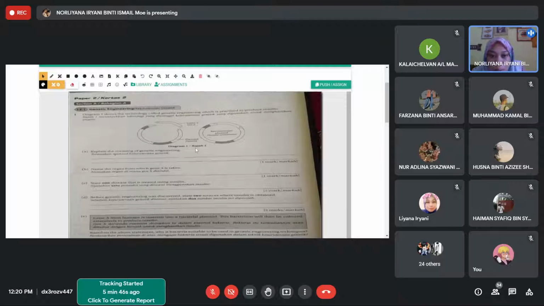Now for question 1A. So diagram 1, 2, we have the plasmid and then ada gene X. So that is the recombinant plasmid. Okay, A, explain the meaning of genetic engineering. So the mark given is 1. Senang je ni. What is genetic engineering? Okay, 2 minutes I give you for you to answer. Write down your answer.